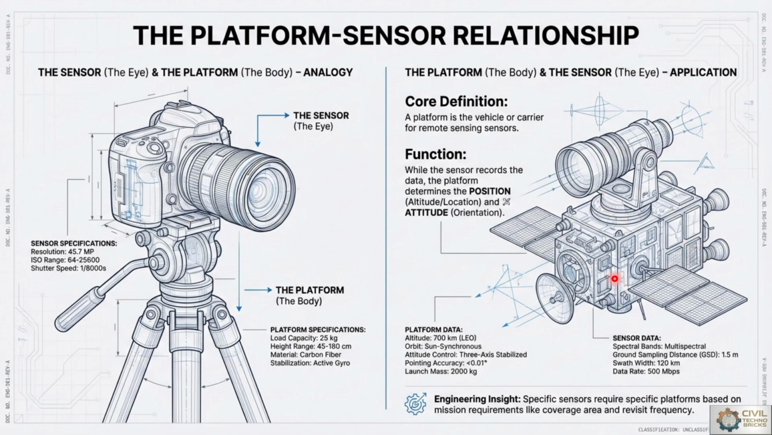With reference to that core definition, the sensor records the data with reference to the platform, and that determines the position, which is based on altitude, location and orientation. So the platforms provide suitable height, stability and coverage for collecting spatial data that will be required for engineering investigations. These remote sensing platforms are broadly classified into ground based platforms, airborne platforms and spaceborne platforms according to their operational altitude or height from the earth's surface.